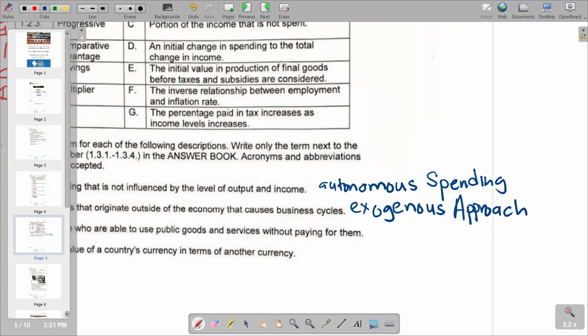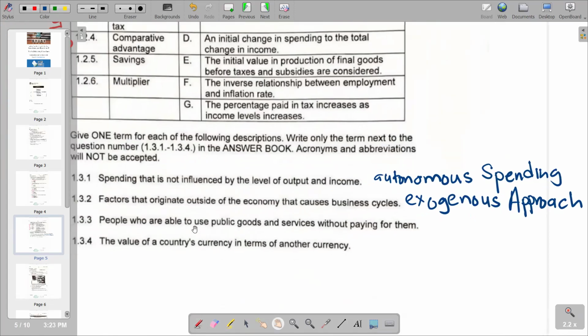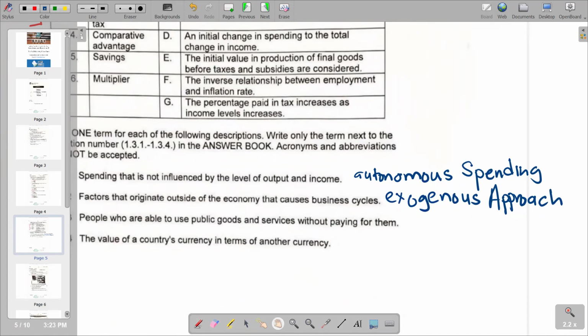Then we go to the next question, which says people who are able to use public goods and services without paying for them. Obviously, we call these people free riders. They are free riders. So we have free riders as the correct response.